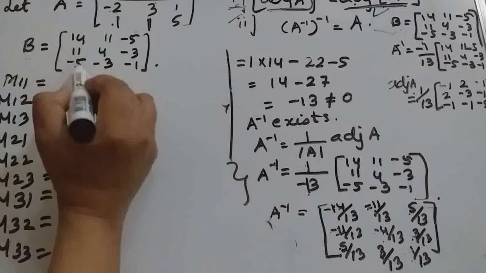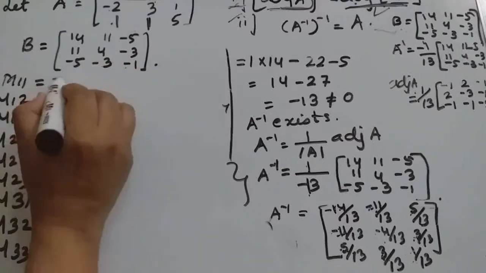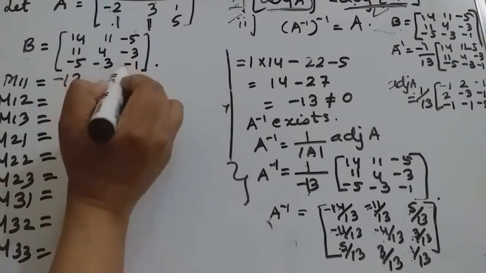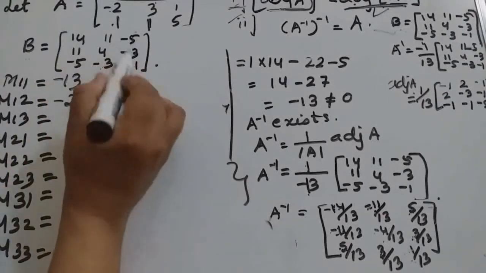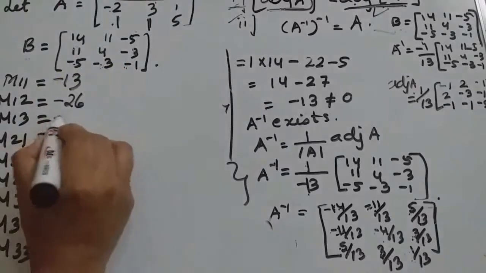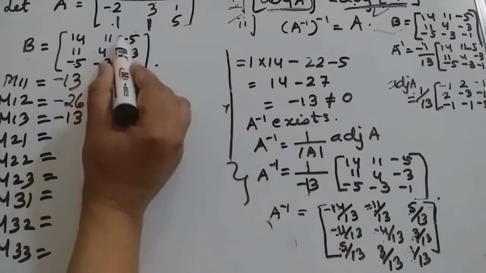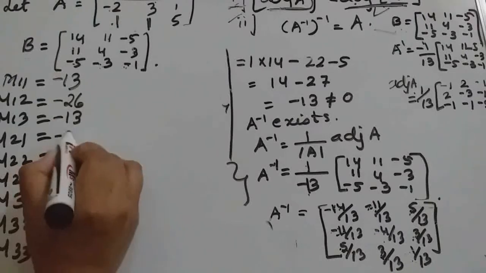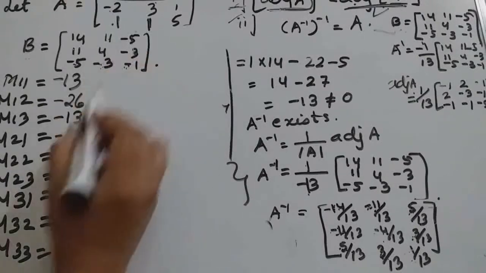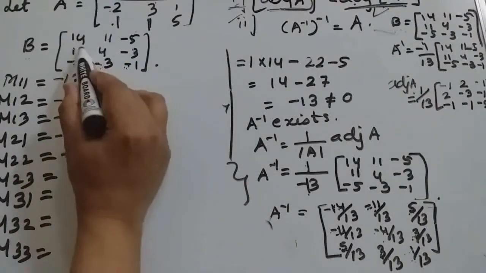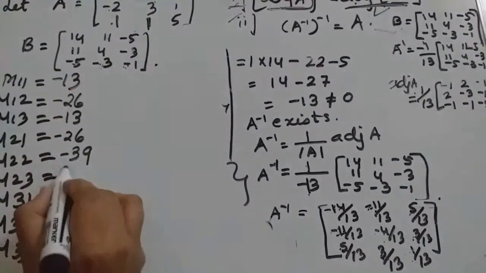So first row, first column means minus 4 plus minus 9, that is minus 13. Then first row, second column means minus 11, minus 15, that is minus 26. First row, third column, minus 33 plus 20 means minus 13, isn't it? Then second row, first column means minus 11 and minus 15, that is minus 26. Second row, second column, minus 14, minus 25, that is minus 39. Then second row, third column, minus 42 plus 55, that will give plus 13.